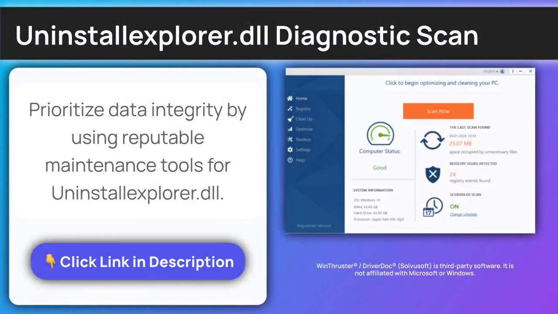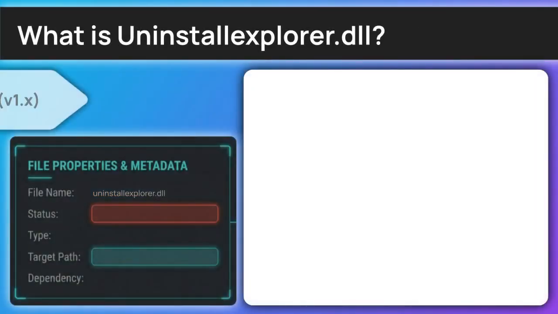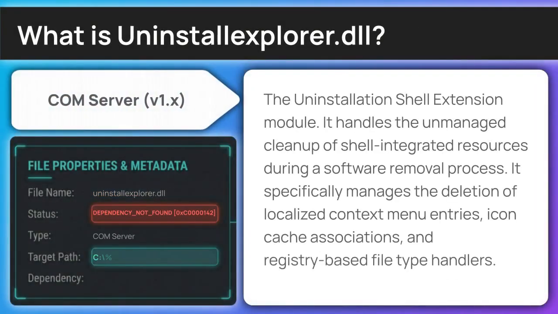This is the Uninstall Explorer, the Uninstallation Shell Extension module. It handles the unmanaged cleanup of shell integrated resources during a software removal process. It specifically manages the deletion of localized context menu entries, icon cache associations, and registry-based file type handlers. Understanding the file's role is a great start. Now let's look at replacing it.